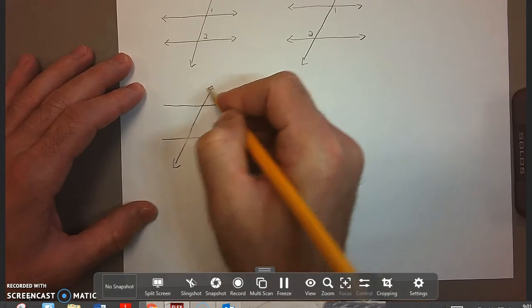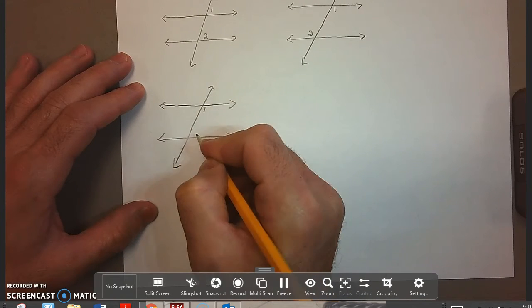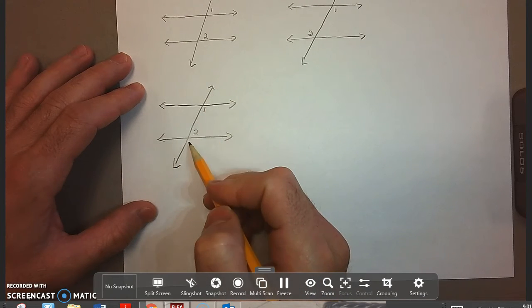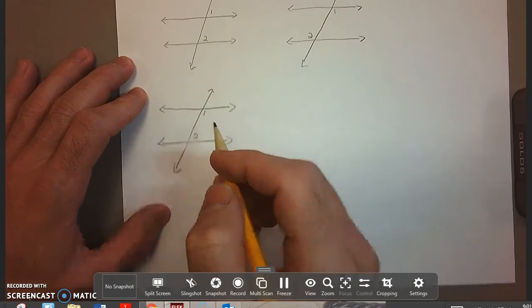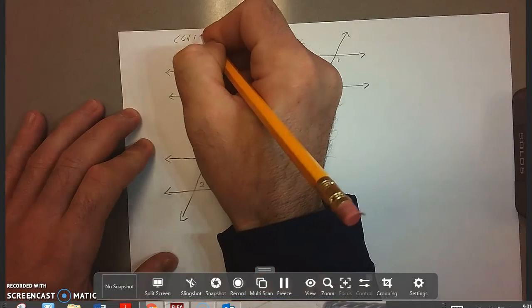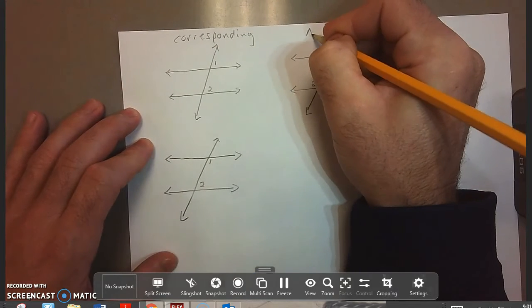Same side interior. Same side interior means that we are on the same side of the transversal and we're inside the lines. Now, let's go back and review what is true when our lines are actually parallel.